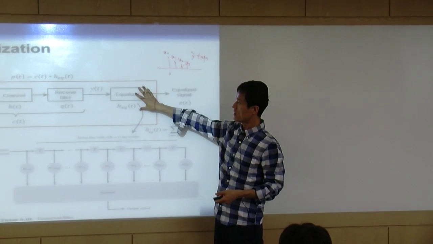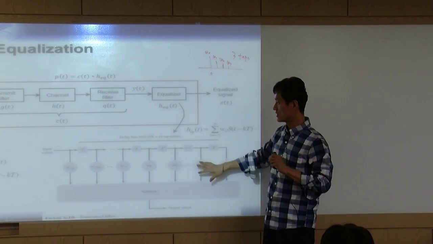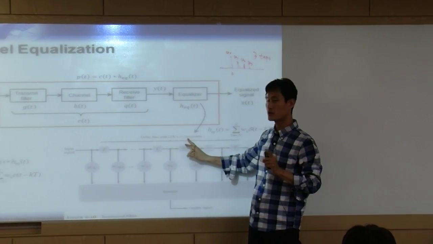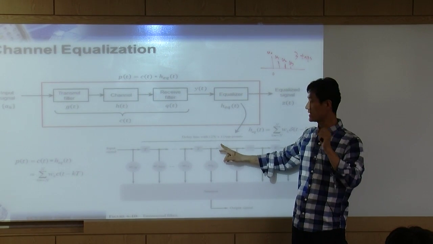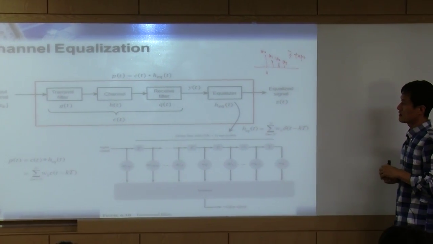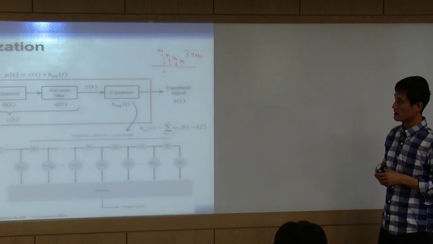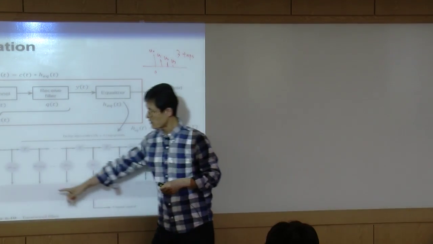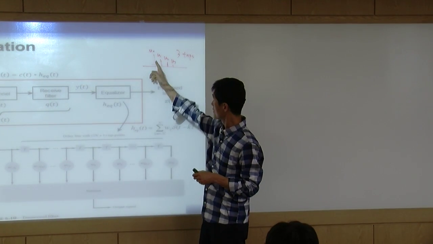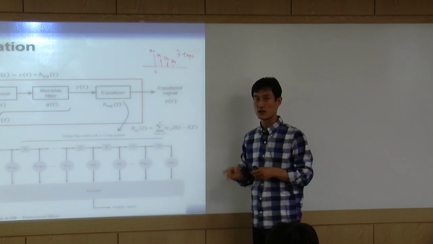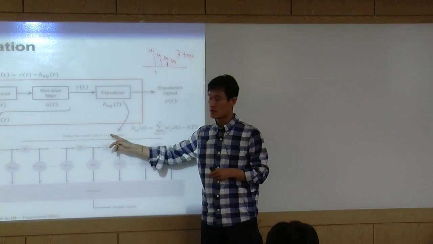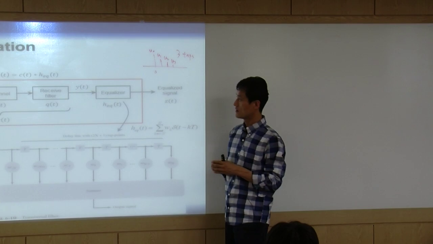But when you design an equalizer, the number one thing you decide is how many taps you need. Okay? You need to decide how many taps we need. That's the first thing you need to decide. The second thing is you need to calculate each one of these coefficients. This one. That's the second thing.